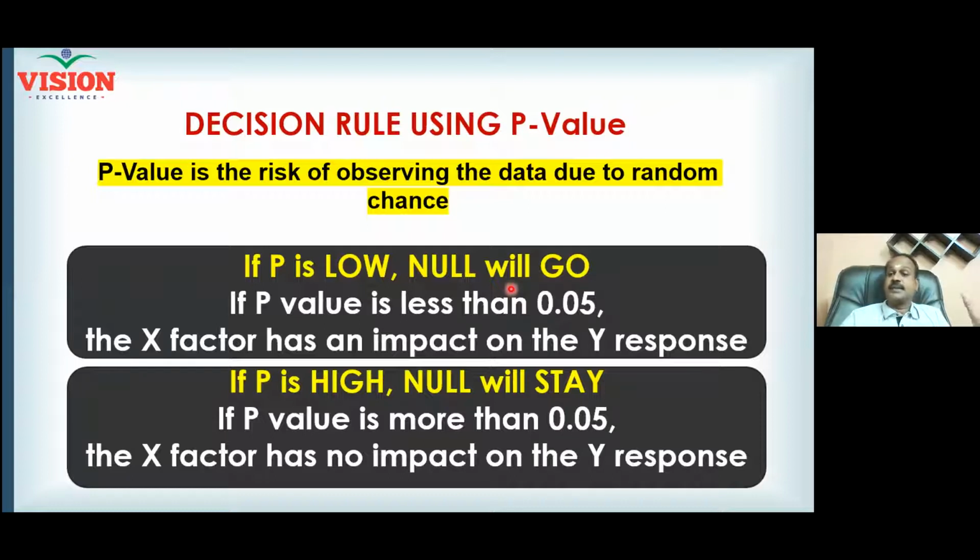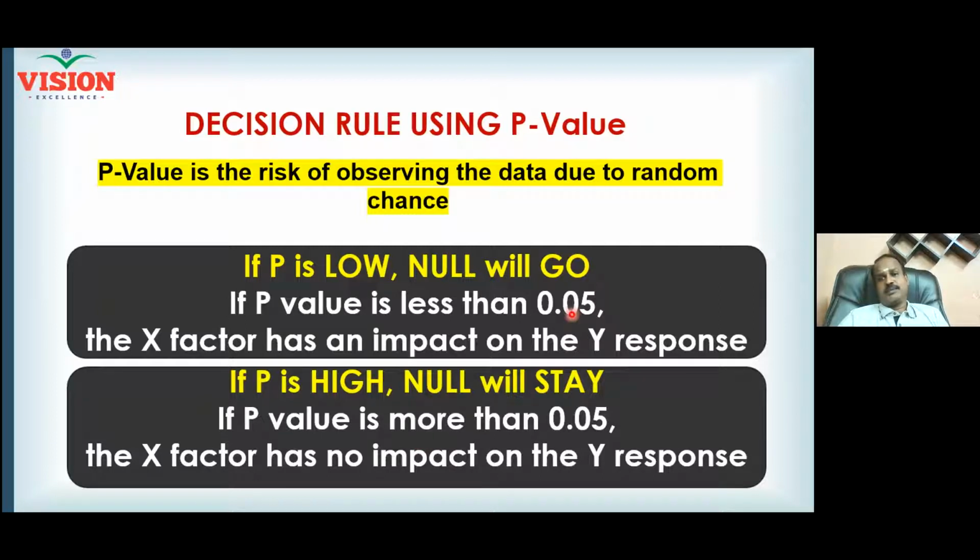When you are rejecting the null, you can believe that the X factor which you are suspecting has an impact on the bill. So the factor is critical. Suppose the p-value is not lower than the level of significance, it is higher, then null will continue to stay. You cannot gain confidence on the significance of the factor. The X factor has no impact on the Y response.